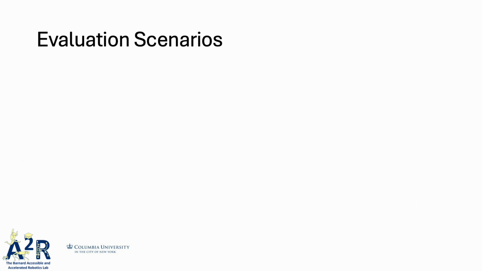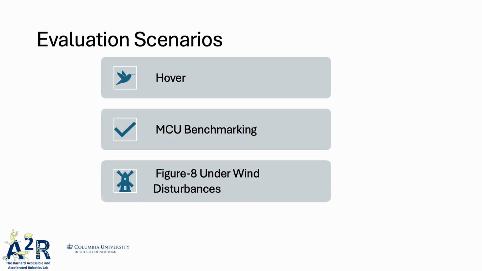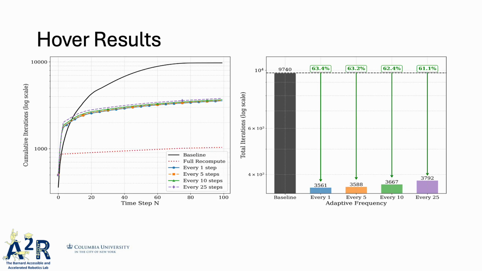We evaluate our approach in 3 scenarios of increasing complexity. The hover results show dramatic reduction in ADMM iterations. Our adaptive methods, the colored lines, require significantly fewer iterations than the fixed approach, the baseline, while helping us achieve 70% performance of the full recompute.